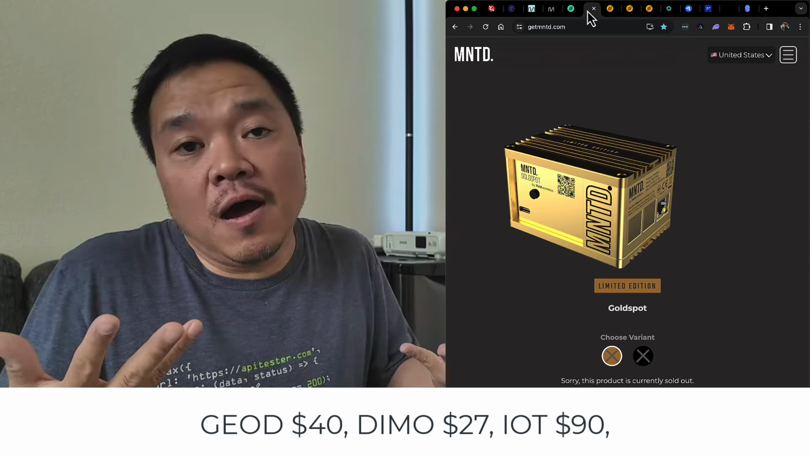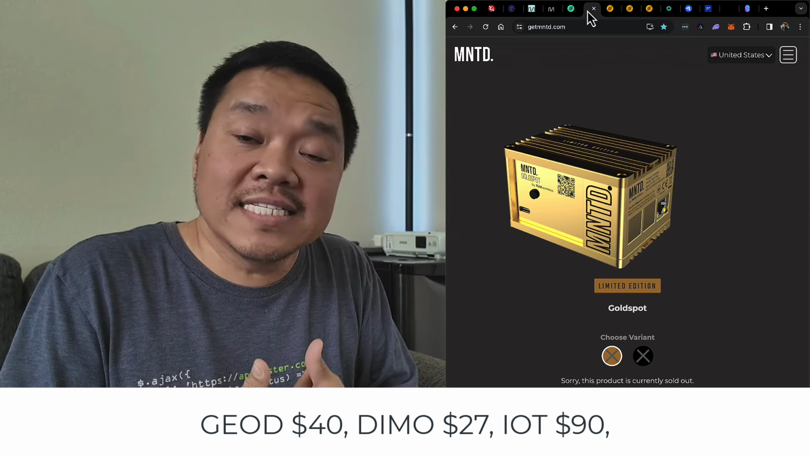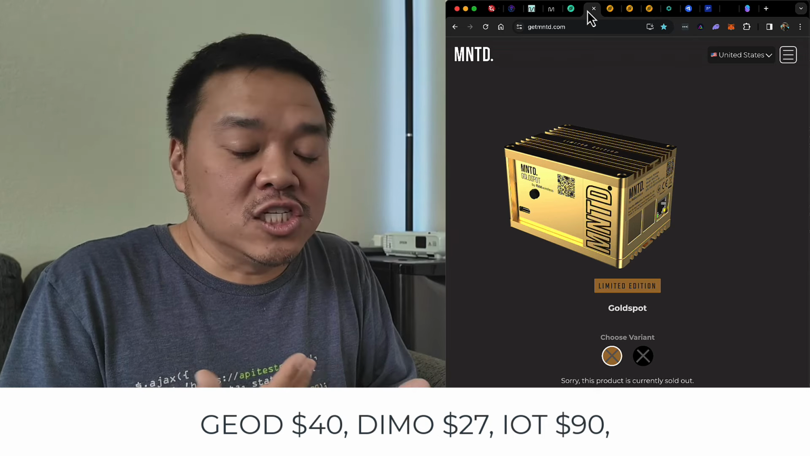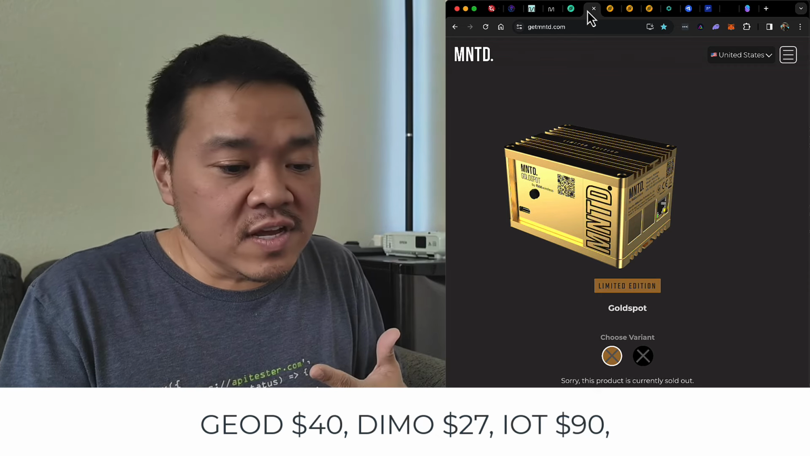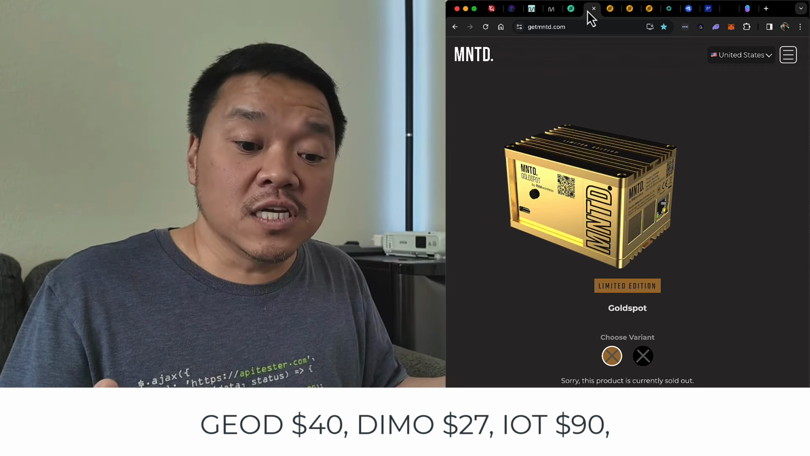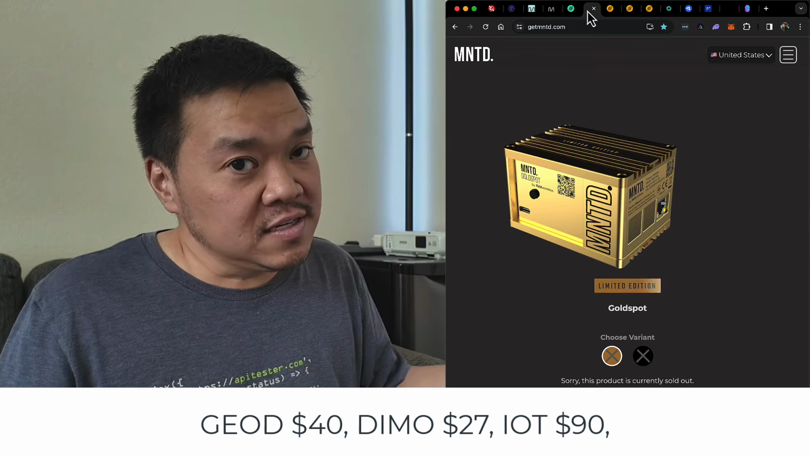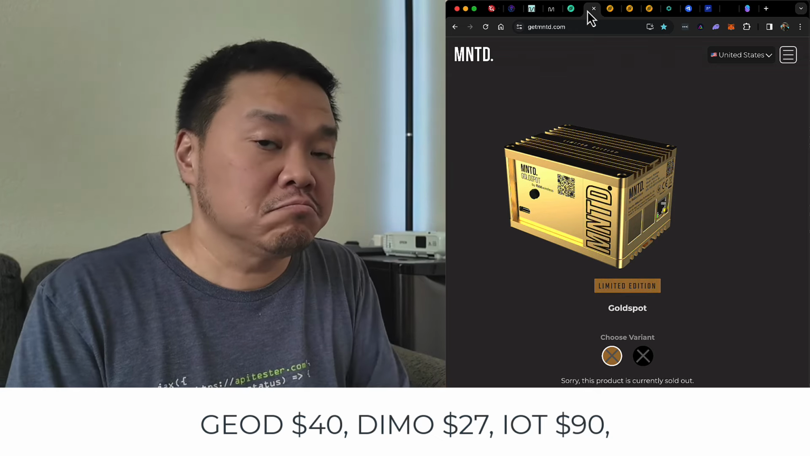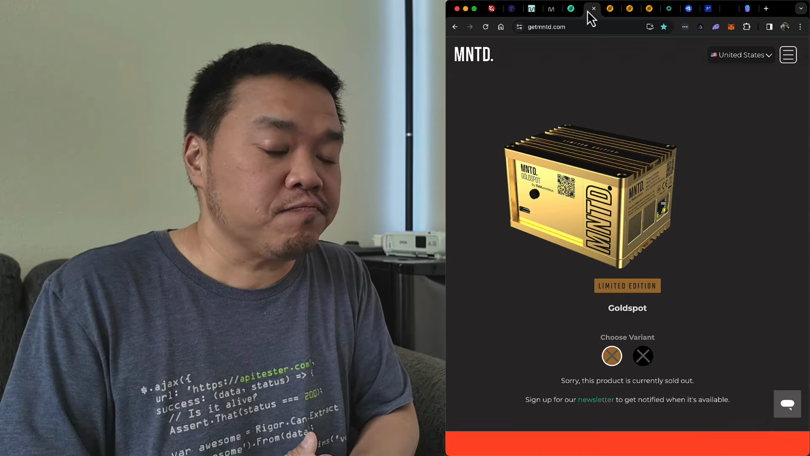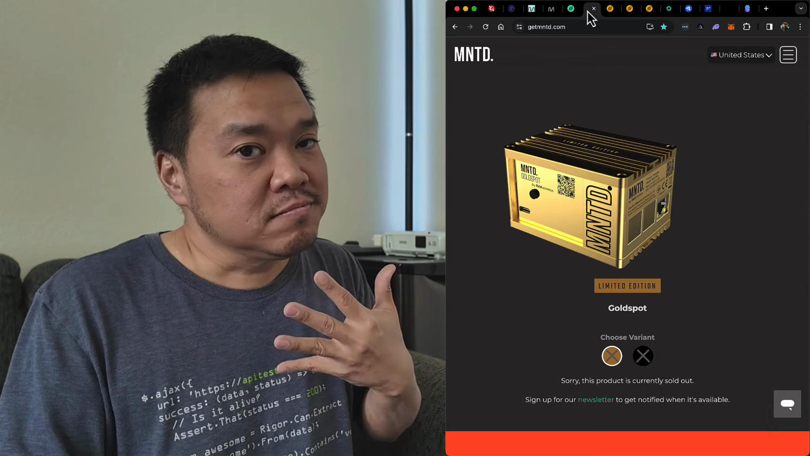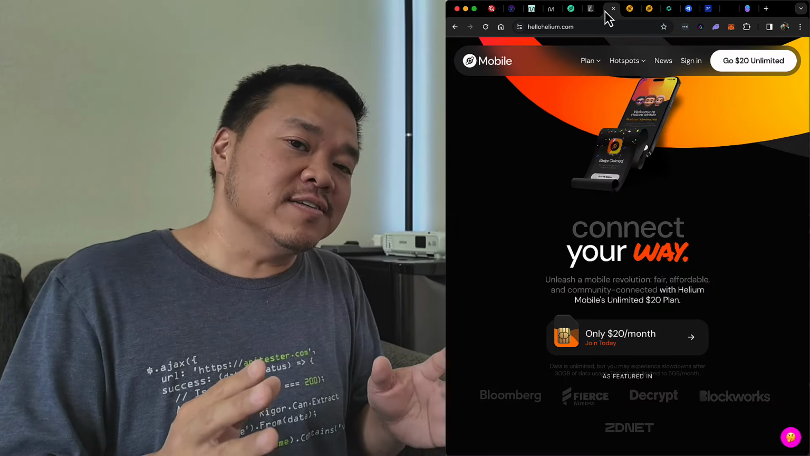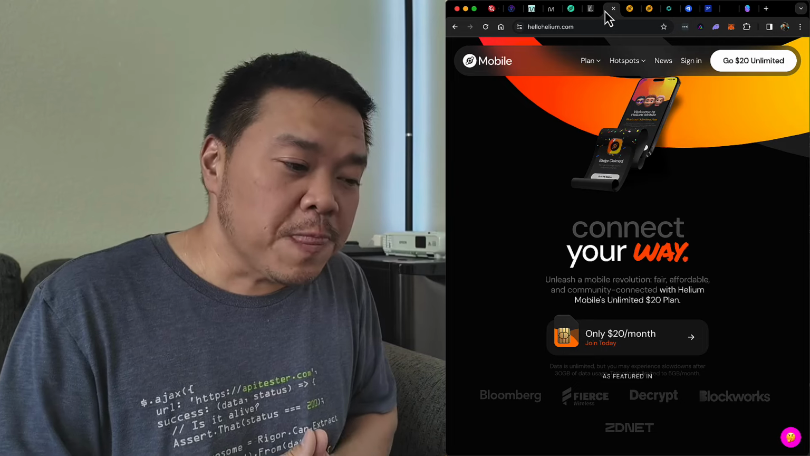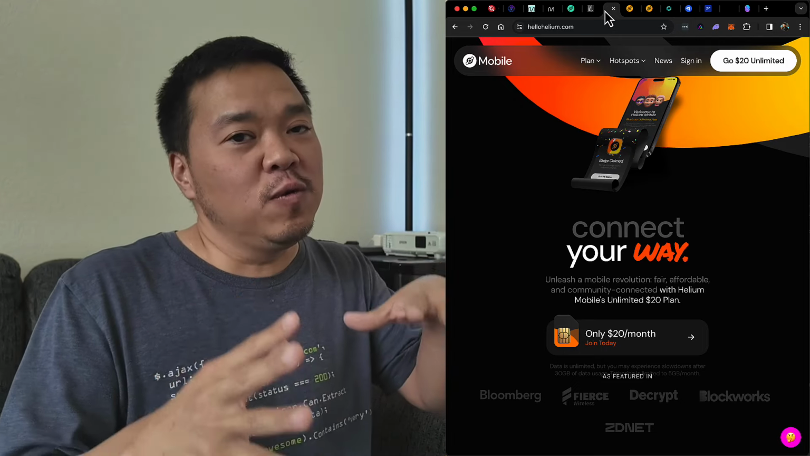So yeah, $90 a week is not bad. I mean, Geode, like I said, about 40, Dimo, 27, and then the IoT devices, Helium, $90. Something to think about. Of course, you've got to have 10 of them. Okay, now another device that is actually doing pretty well too is the mobile subscription plan.